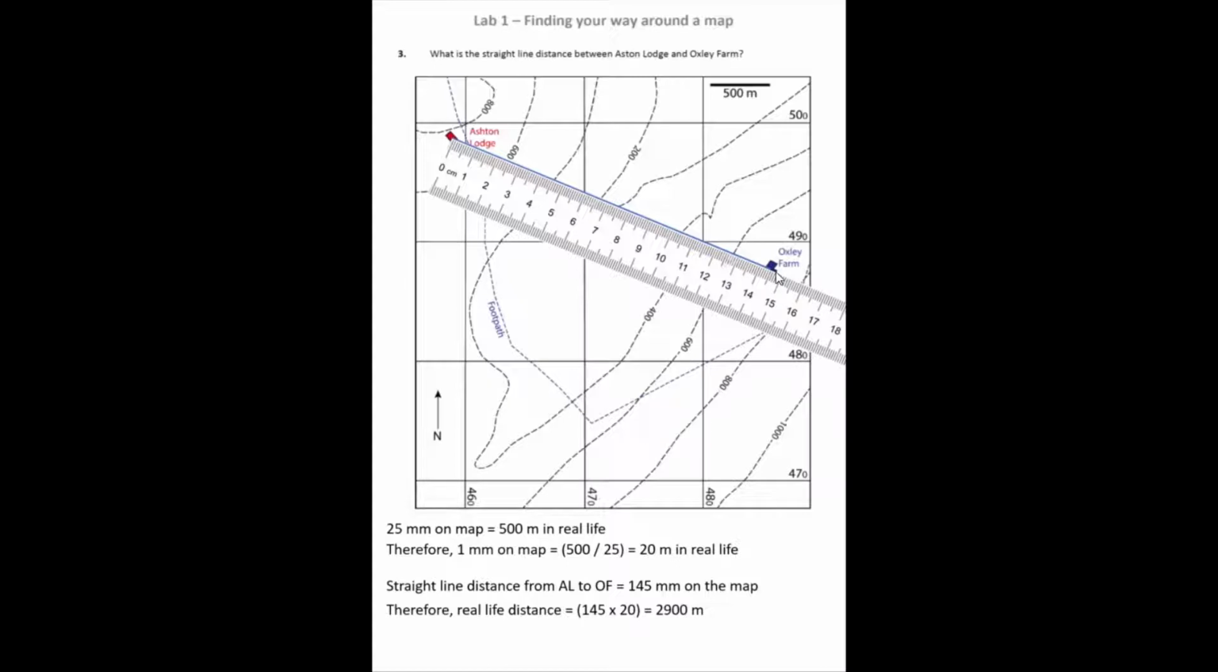Now, to convert that distance into a real life distance, we multiply that number of millimeters, that 145, by the scale factor, which in our map says that 1 millimeter is 20 meters. So we take that 145 and multiply it by 20, and that gives us a straight line distance of 2,900 meters.